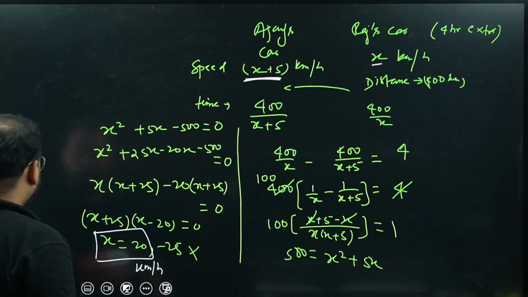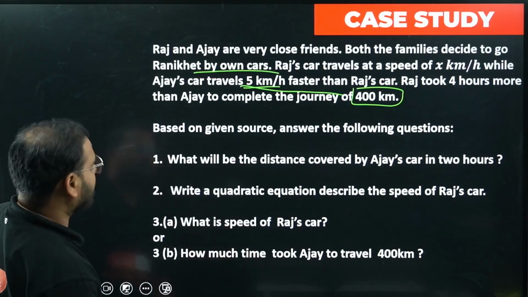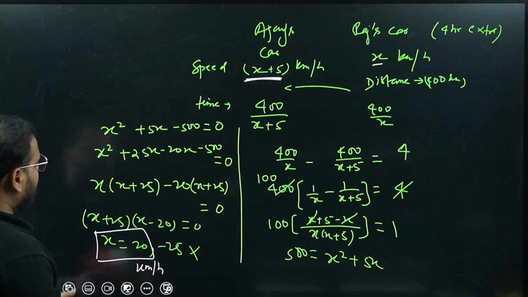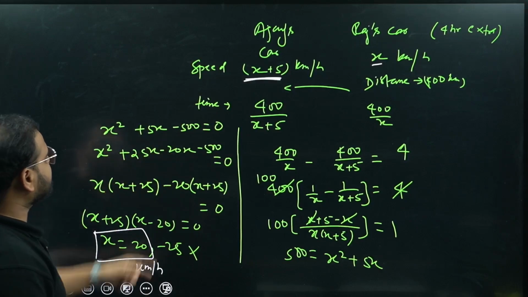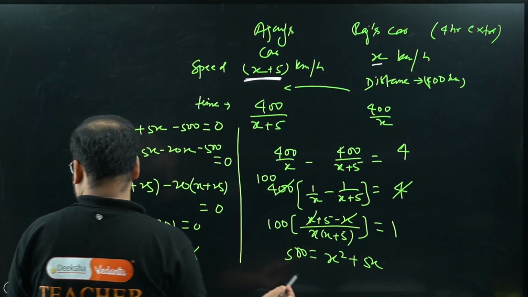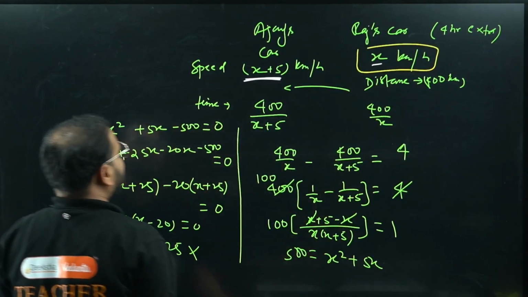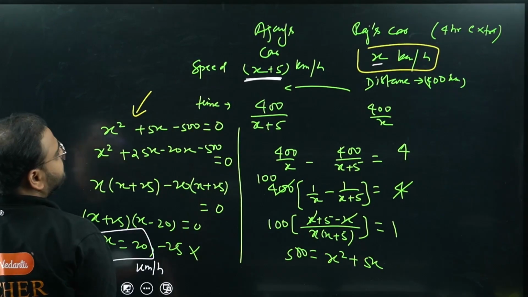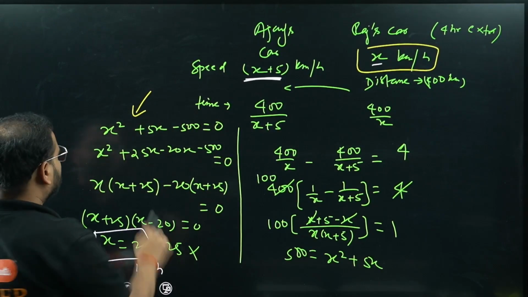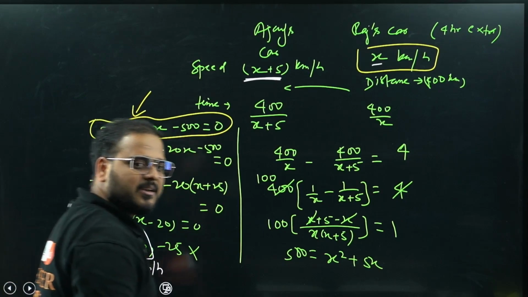Chaliye. Part 2. Write a quadratic equation describing the speed of Raj's car. What's the equation? I've taken the speed of Raj's car to be x, right? So the equation in x is x square plus 5x minus 500.